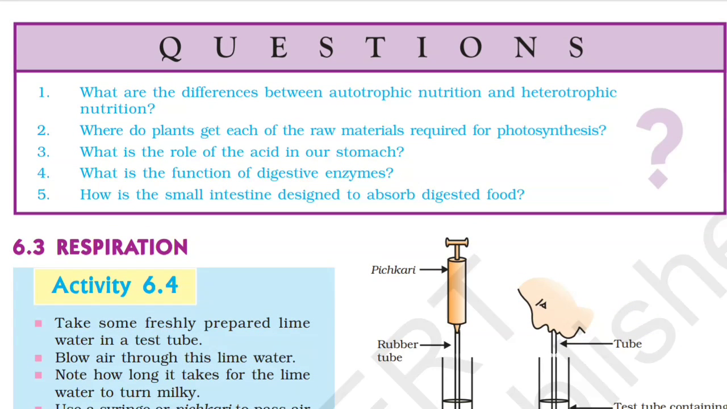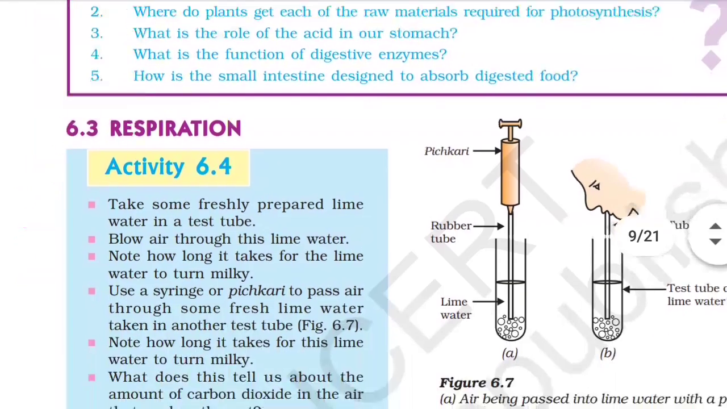Questions. What are the differences between autotrophic nutrition and heterotrophic nutrition? Where do plants get each of the raw materials required for photosynthesis? What is the role of the acid in our stomach? What is the function of digestive enzymes? How is the small intestine designed to absorb digested food?